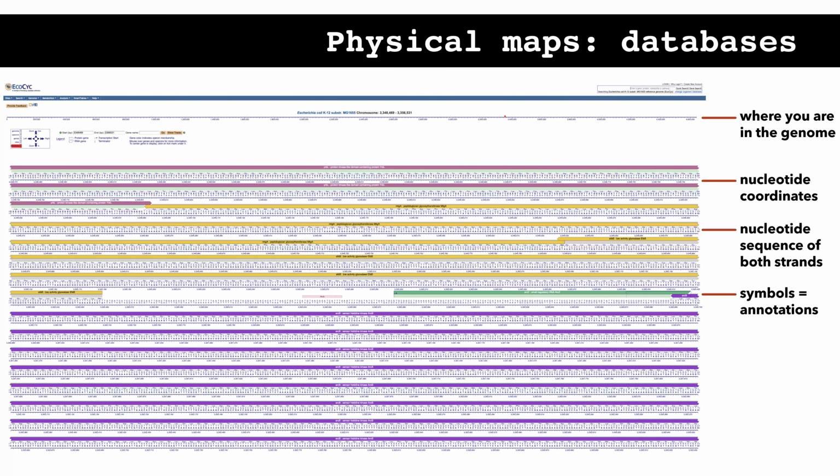Eventually, you can zoom into the nucleotide sequence level. You don't see as much of the genome, but the detail is phenomenal. You can see exactly where the genes start and stop with single nucleotide resolution. And at this level, the nucleotide sequences of both strands are shown. Every database is different in terms of its organization and how annotations are symbolically represented.